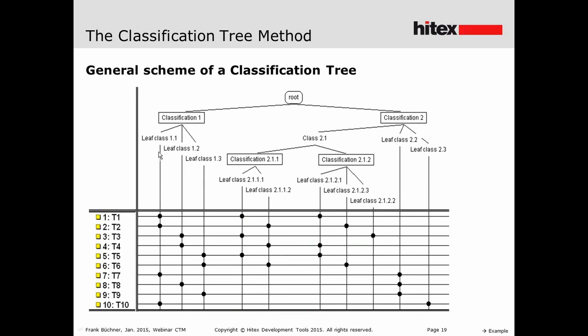You see a very abstract scheme of the classification tree. On top here is the tree itself with the root and the test relevant aspects and the leaf classes and so on. And the leaf classes form the top of the combination table, which is in the lower part, and each line in the combination table specifies a test case, which means we have here 10 test cases because we have 10 lines.